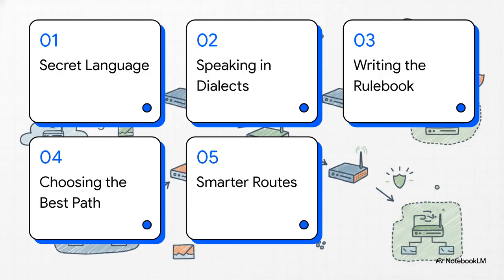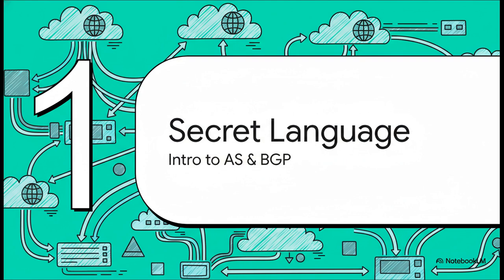All right, so here's our game plan. We're going to start with the internet's secret language itself. Then we'll look at how networks can speak in different dialects. After that, we'll see how engineers write the rulebook to get them on the same page. We'll explore how the best path is chosen, and finally, we'll touch on how we can make those routes even smarter for a faster internet for all of us. Let's get into it.